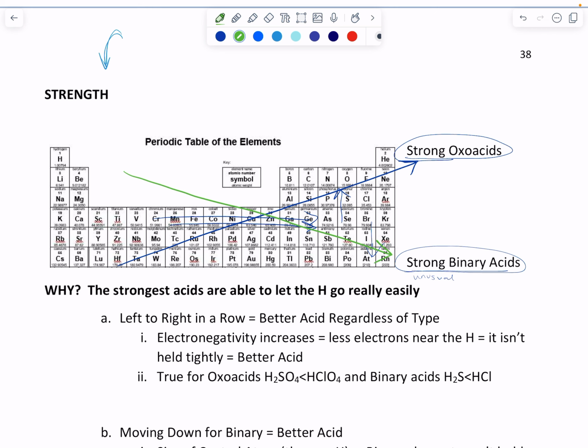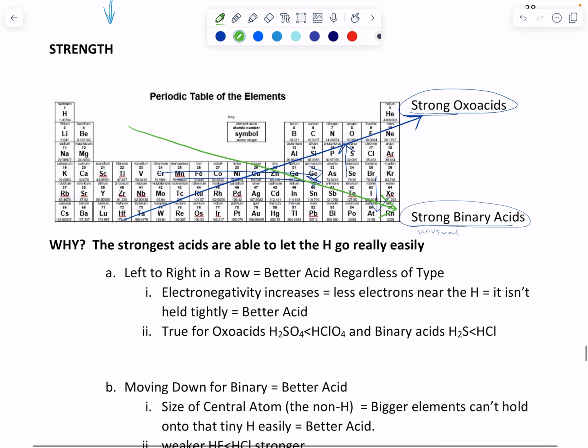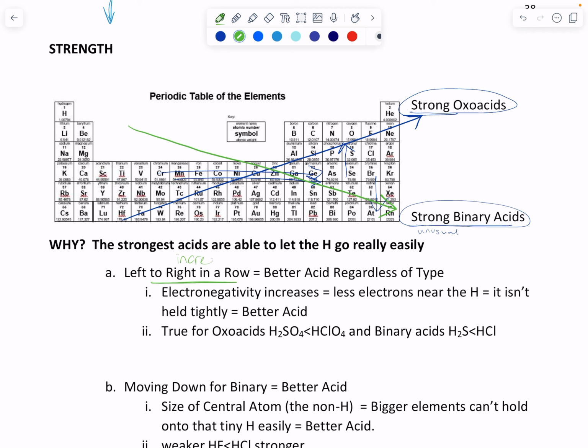So why does it do this? Here's our whys. The first ones are when we're going left to right in a row. You can see that they both go left to right. They both increase left to right in acidity. Oh, and in case you had forgotten, binary acids are things that have an H and one other element, like H2S or like HF. Those are binary.